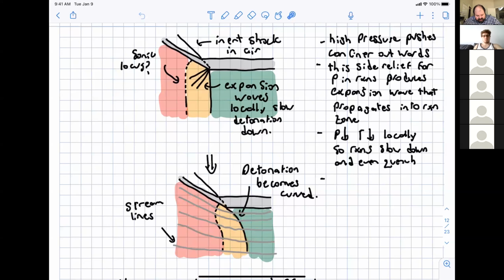And so basically what you wind up with is this expansion fan that forms behind the leading shock of the detonation. And you get this expansion fan as a result of the continual curvature that messes with the reaction zone. Okay, and so you don't even need the pushing away of a confiner to cause the expansion waves to be inside of the reaction zone. You just need a curved shock itself.